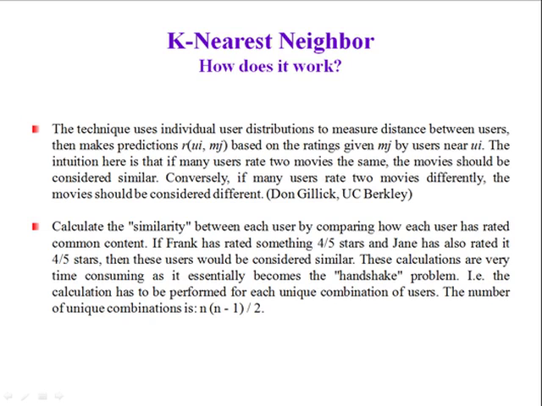First, the k-nearest neighbor-based model. The technique uses individual user distribution to measure the distance between users and then makes the prediction R_UI based on the rating given to item I_J by user U_I.